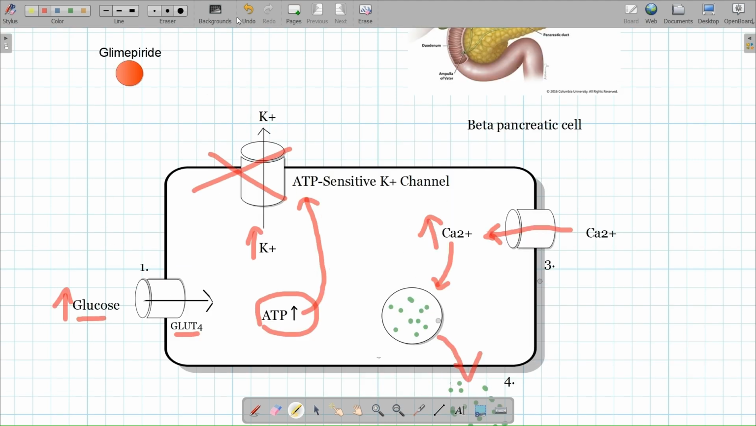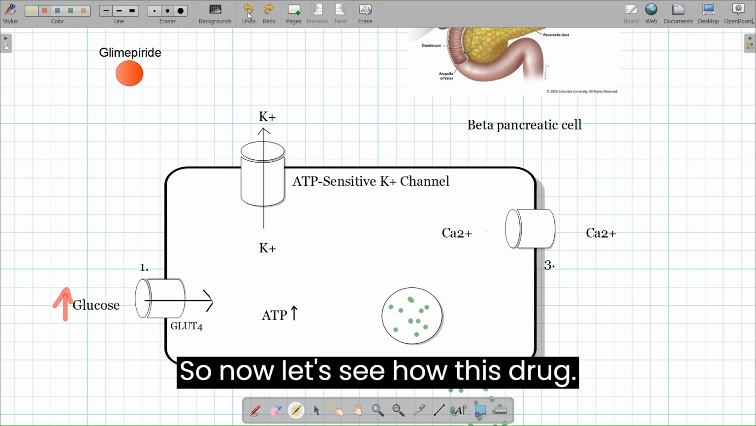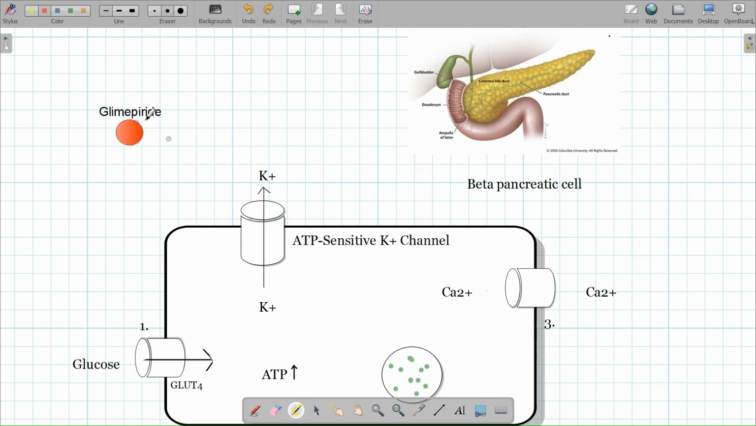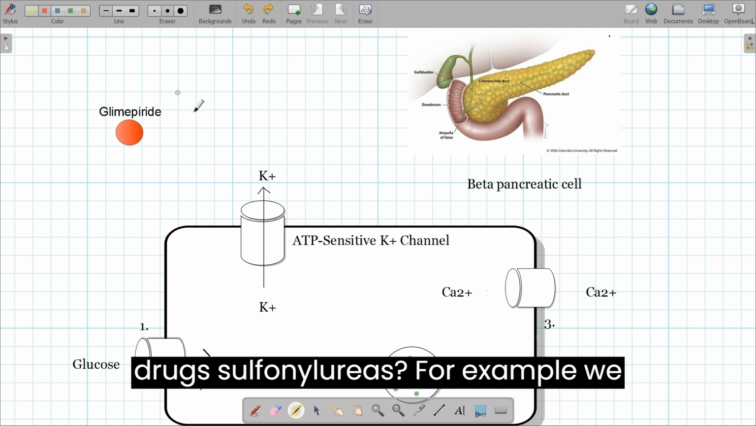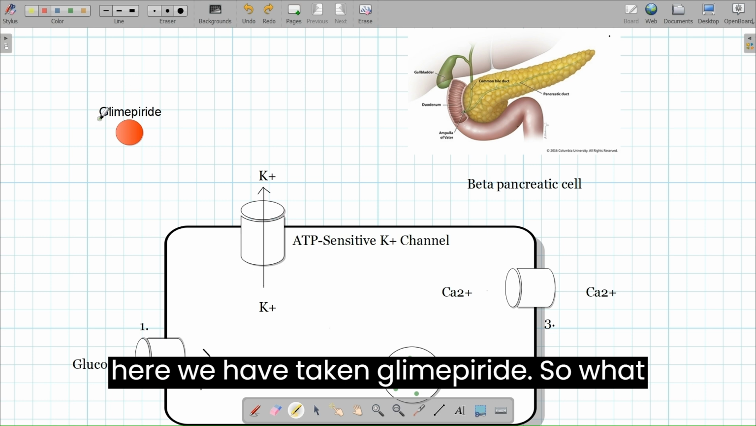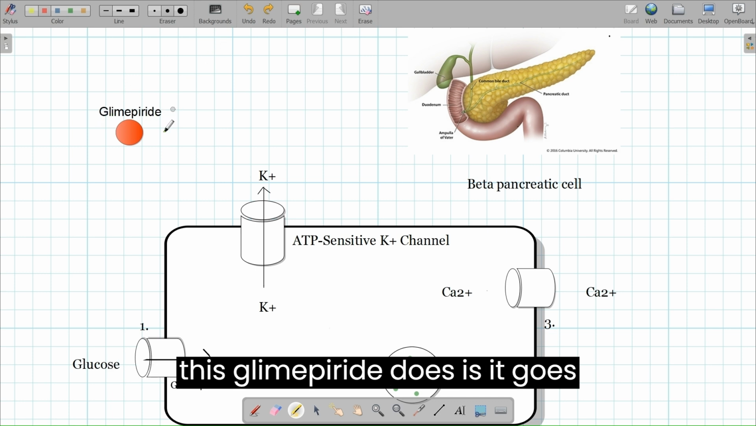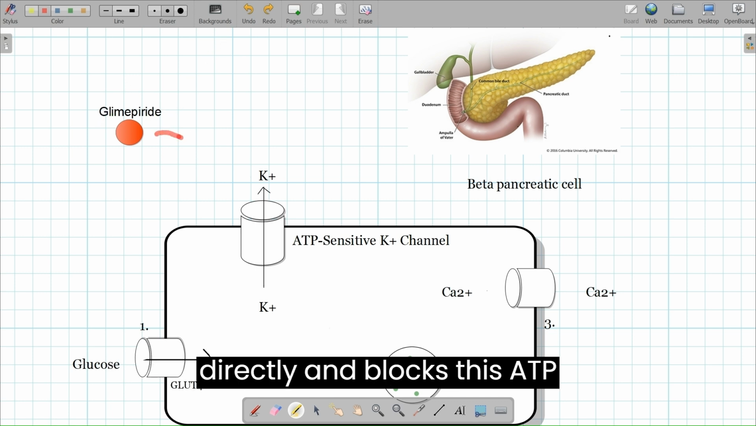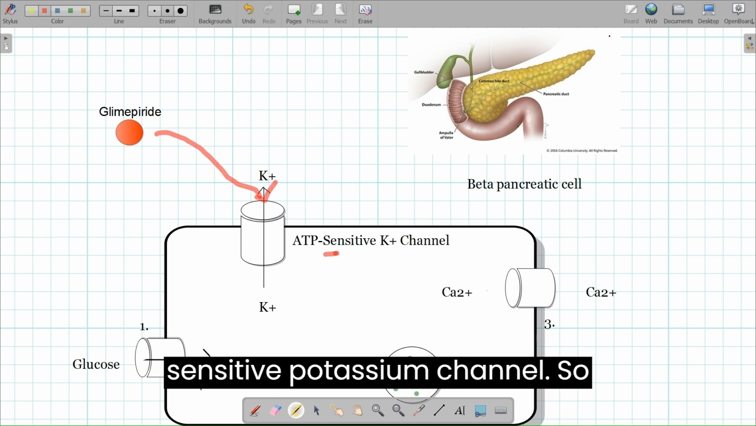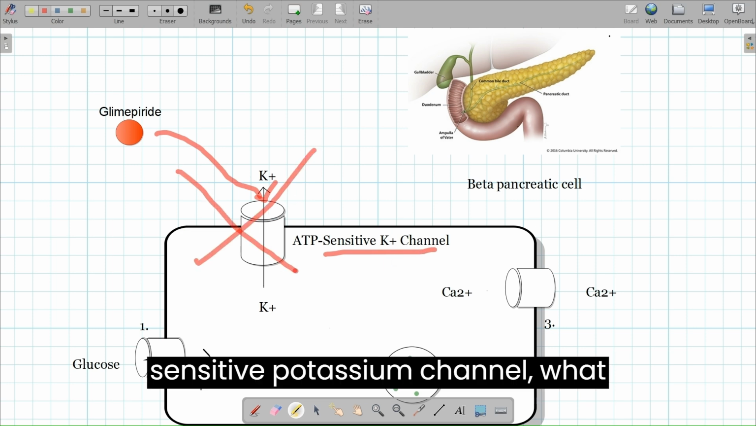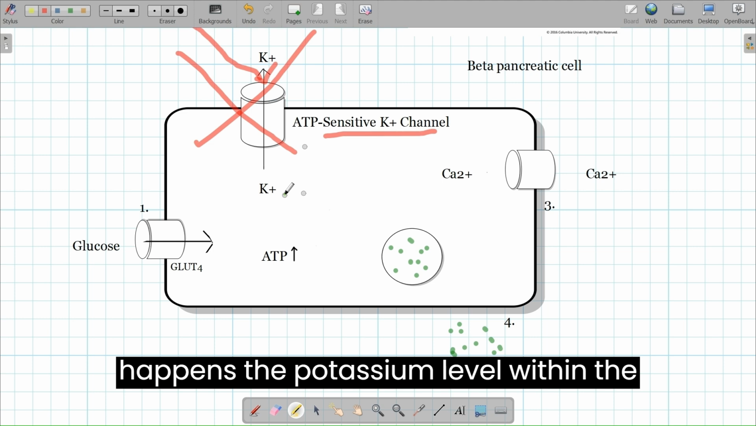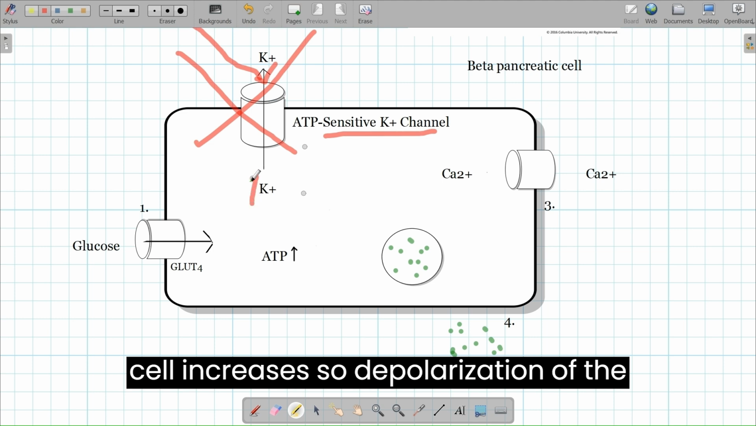Now let's see how this drug causes the release of insulin. Our drugs are sulfonylureas, and for example we have taken glimepiride. What glimepiride does is it goes directly and blocks this ATP sensitive potassium channel. When it blocks this channel, what happens? The potassium level within the cell increases.